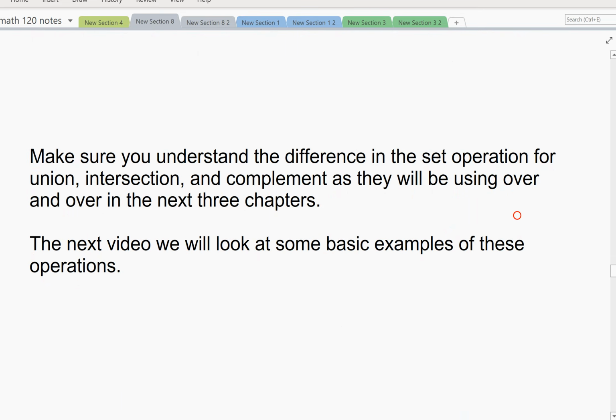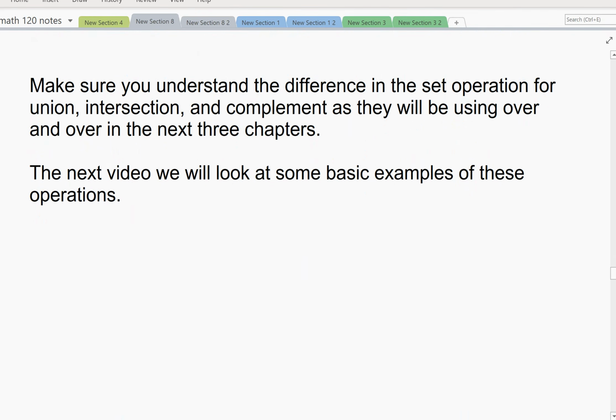Alright, make sure you understand this. This is very big. The set operations for union, intersection, complement. We will be using those terms and symbols over and over and over again in the next chapter and the chapter after that. So again, make sure you understand these basic symbols and rules and what they mean, as we'll use them in chapters 6, 7, and 8. Next examples, we're going to look at some basic, or what we call common examples of these operators for union, intersection, and complement. And so that's where the next video will pick up.